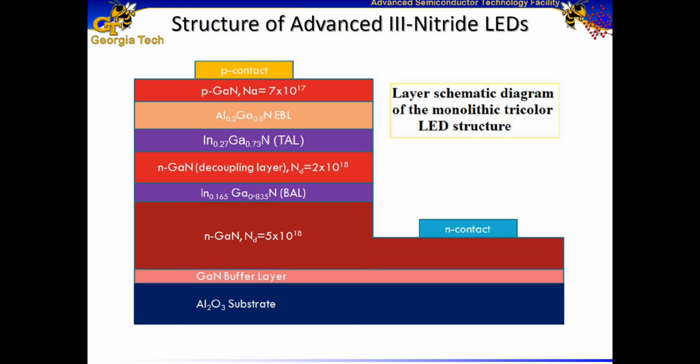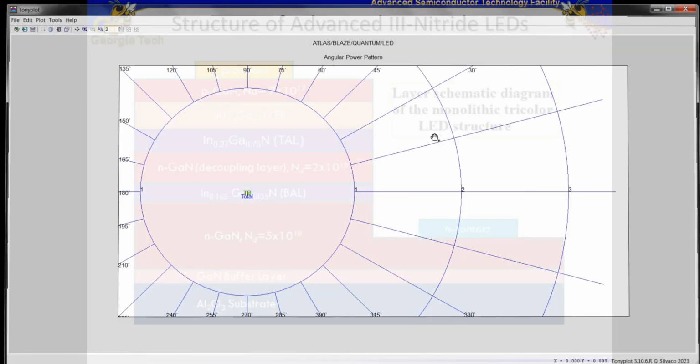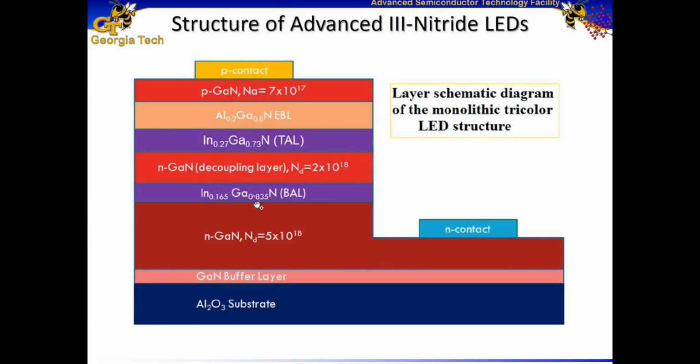we just had one active layer, one light emitting layer, but there is also possibility of having multiple light emitting layers. For example, here in this structure, I have introduced two light emitting layers. One has an indium content of 16.5% and the other one has an indium content of 27%, and we need to introduce a spacing layer between them. Otherwise you would just get a single emission, not two different emissions.